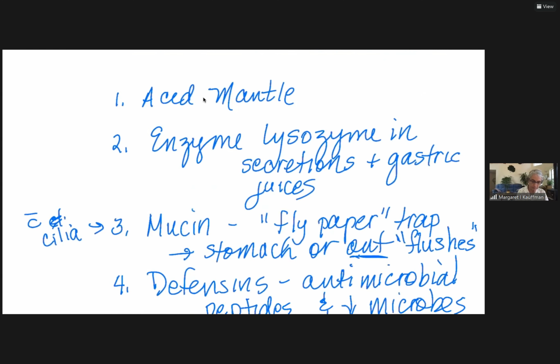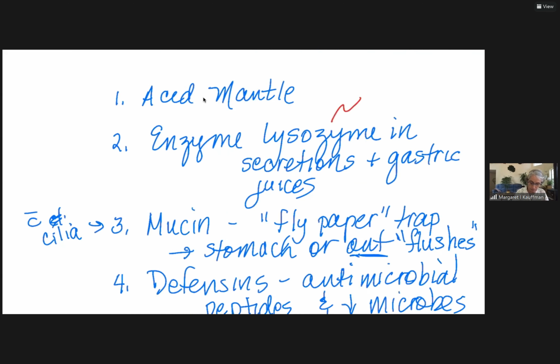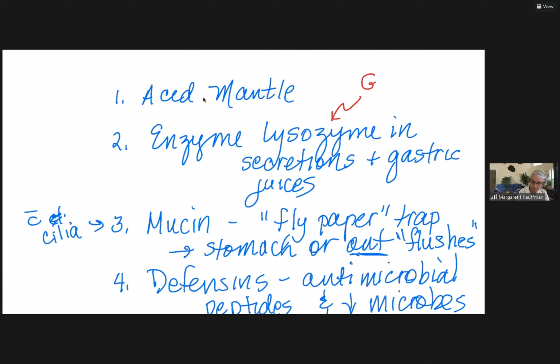So what about some of these things he mentioned? Lysozyme, as you might have gotten from the lecture, is particular against a certain type of bacteria called gram-positive bacteria. They have, sometimes this doesn't want to write.